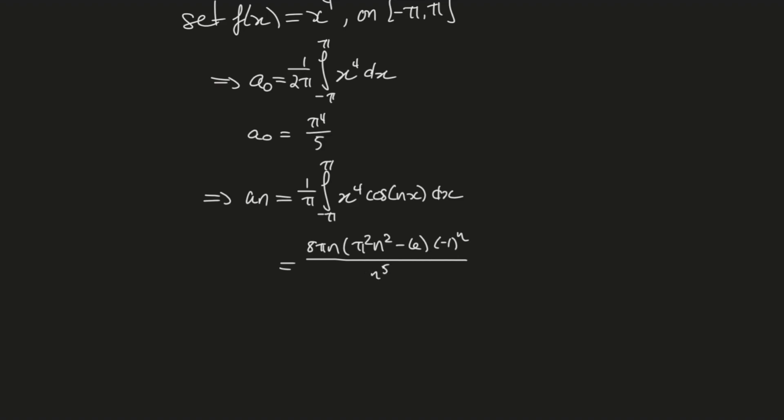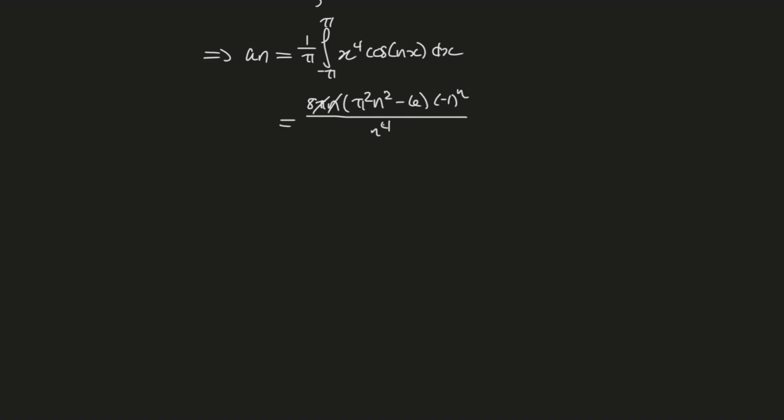Now notice we can cancel an n here, leaving us with n to the 4th. And we had this 1 by pi here, which is going to cancel out this pi. Therefore, we have a sub n equal to 8 times negative 1 to the n times, and I'm going to split this into two fractions. So we have pi squared over n squared minus 6 over n to the 4th. And you might see here where our zeta of 4 will come in later.